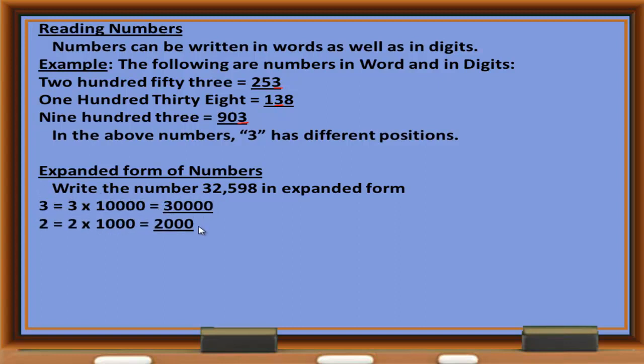The second one is 2. After 2 there are 3 zeros, therefore we multiply it by 1000, which has 3 zeros. That is 2 times 1000 is 2000. Since we do have 3 digits after 2, we multiply it by 1000, which has 3 zeros. The next digit is 5. After 5 there are 2 digits, 9 and 8. Therefore we multiply it by 100 so that it will be 500.